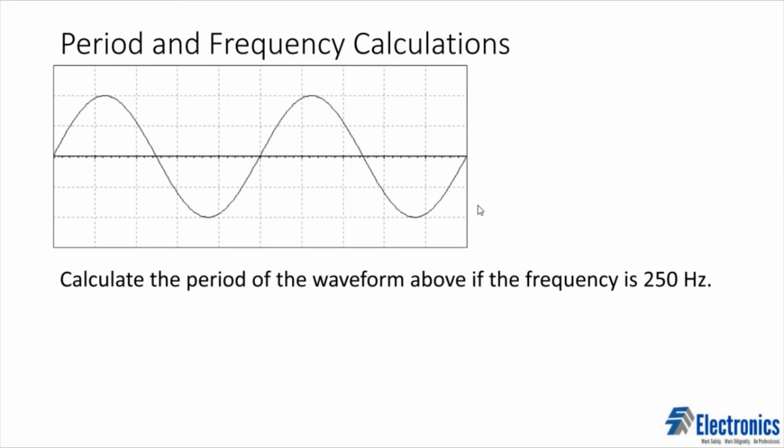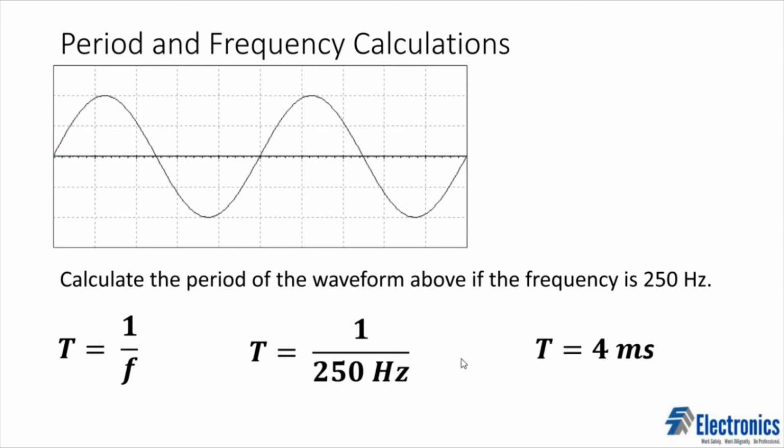Okay, moving on. This time, we're going to calculate the period. So if the waveform above has a frequency of 250 hertz, we're looking at this formula. Period equals 1 over 250 hertz. In this case, we get a period equals 4 milliseconds.